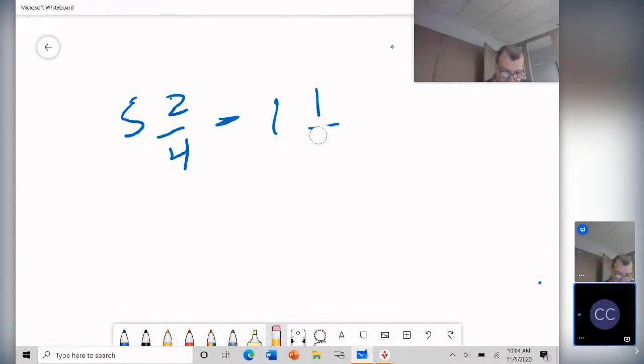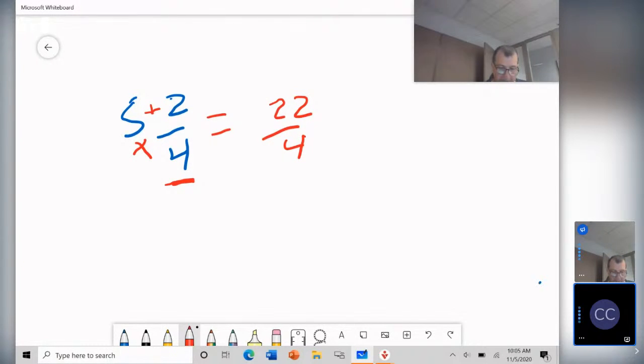So let's just focus on the 5 and 2/4. So we're going to convert that into an improper fraction. And how we do that is we multiply the denominator, this 4, times the whole number, and we add the numerator. So it's multiply times the whole number and add the numerator. So we're going to have 5 times 4 is 20, plus 2 is 22. And when we convert that, it's going to be 22 over 4.